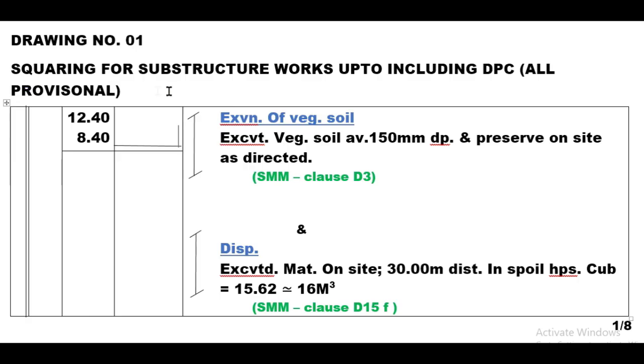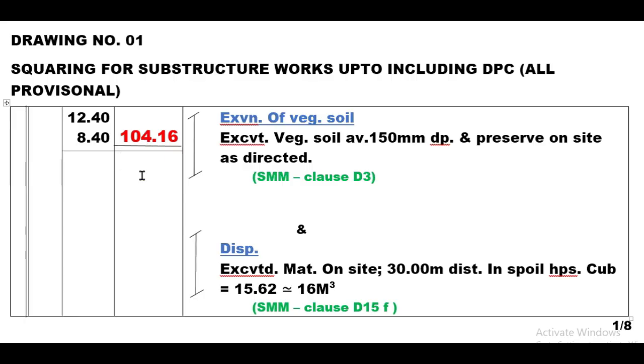Our topic then will be squaring for substructure works up to and including DPC, all provisional. Remember, I'm referring to drawing number 01 that we had in our first part when we were taking off. The first item when we were taking off was excavation of vegetable soil, and the area was 12.40 by 8.40. If I multiply these two figures, I get 104.16. That is the figure that I'm writing here inside the squaring column. Remember, in this column, we write items that cannot be enumerated, items that can be enumerated, linear measurements, square measurements, and finally cubic measurements.